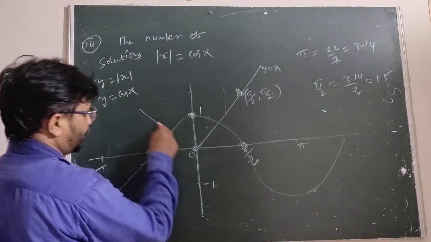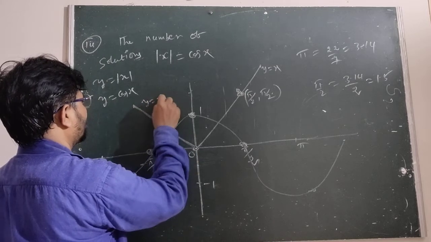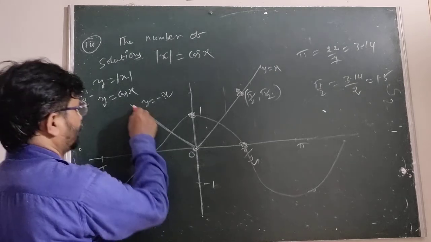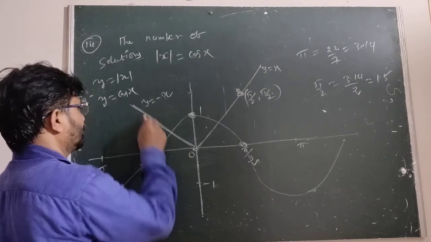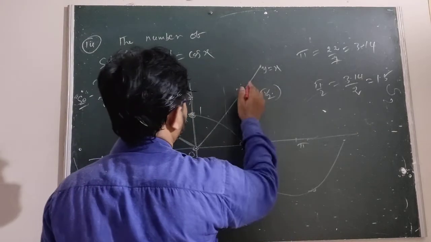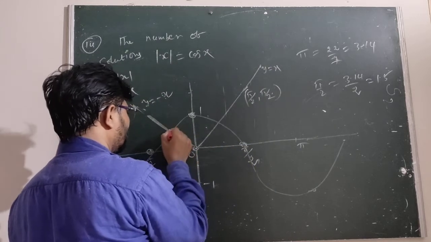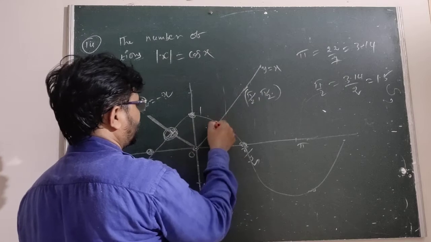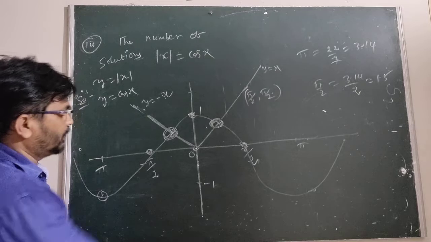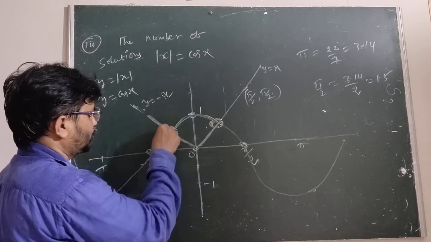Similarly, this is the graph y equal to minus x. Therefore, now this value is minus pi by 2, pi by 2. So what we observe here, the curve and the lines intersect at some points. So here this is the curve cos x, this is the line intersecting at two distinct points.